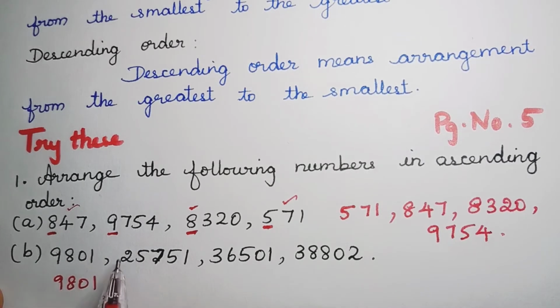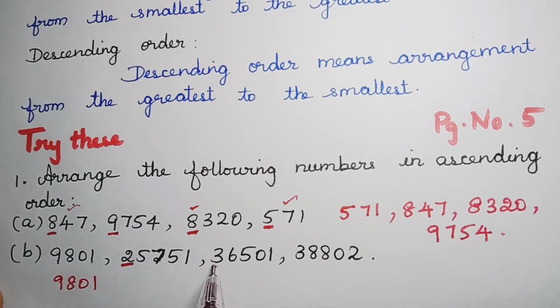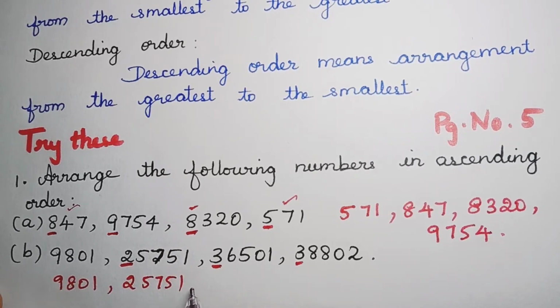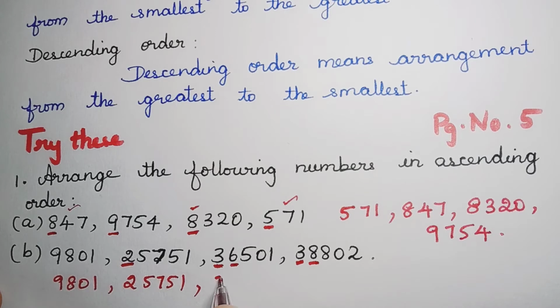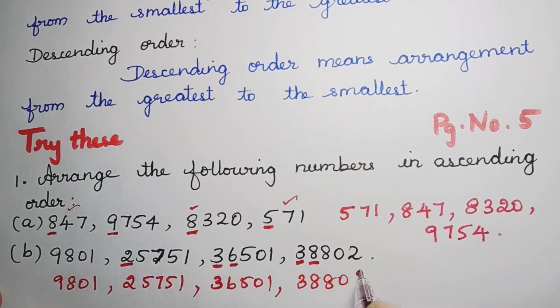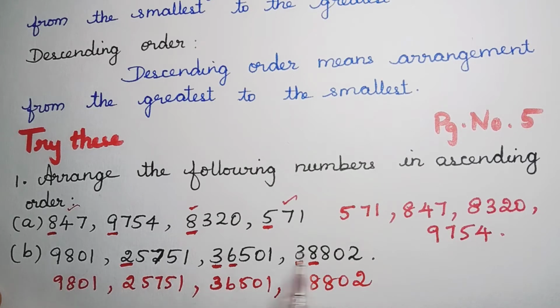Then you have to compare all these 5 digit numbers. Okay, so here compare the first digit, it is 2 3 3. So which one is the smallest number here? 2. So this 25751 is the next highest number. So compare the next two numbers. You have 3 at the first position. So you have to check the second digit. So 6 and 8. When you compare the 6 and 8, which one is the smallest number? This one 6. So 36501 is the next highest number, and 38802 is the next highest number. So this is the ascending order of these numbers.